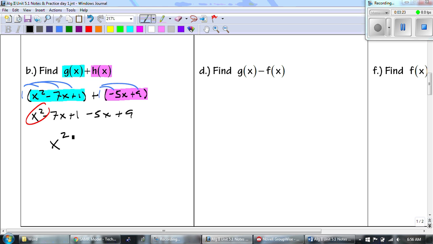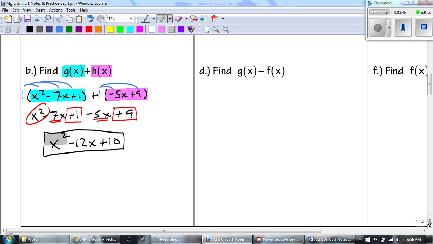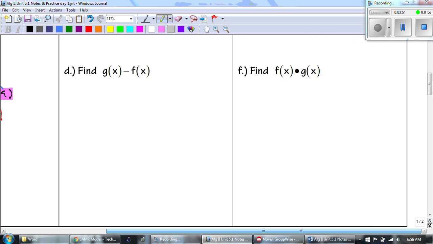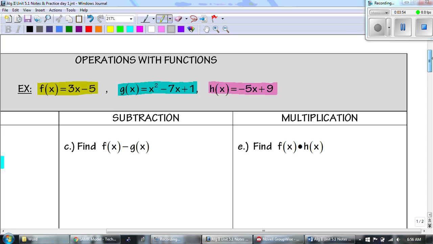The x squared goes out front. Negative 7 minus 5 is a negative 12x. And then I have positive 1 plus 9. Well, positive 1 plus 9 is 10. So if I add g of x and h of x, we get x squared minus 12x plus 10. Okay, that's addition. That one's easy.